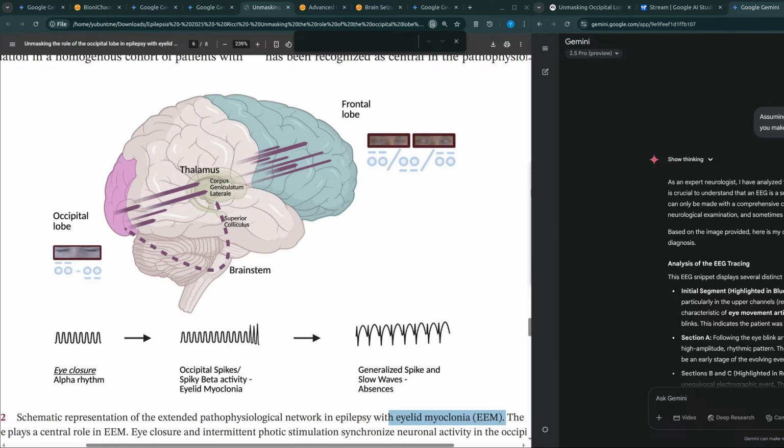And why is this shift in thinking, moving from seeing EM as purely generalized to understanding it has this strong, maybe initiating focal occipital part, why is that so critical? What's the practical impact for doctors managing patients?